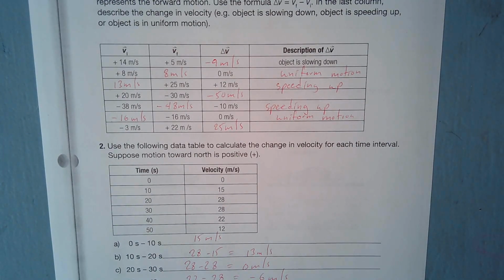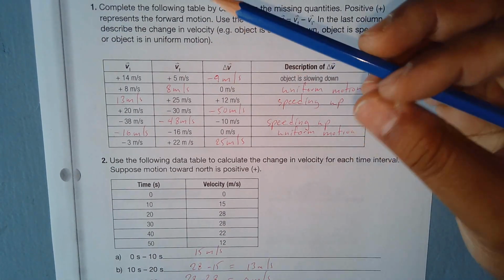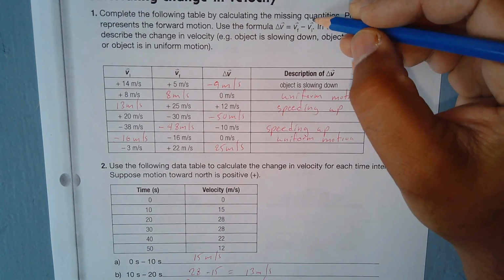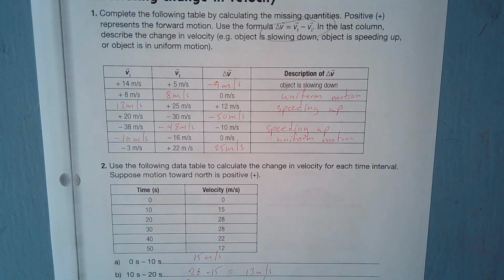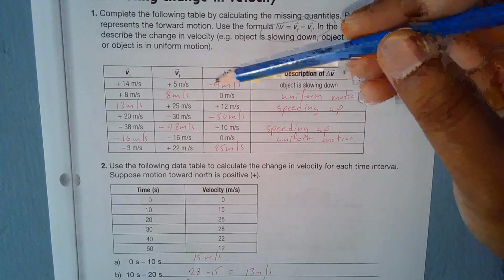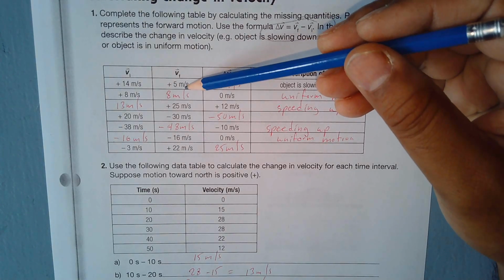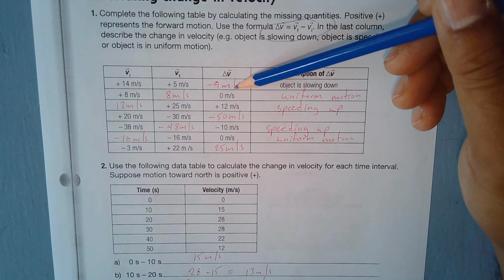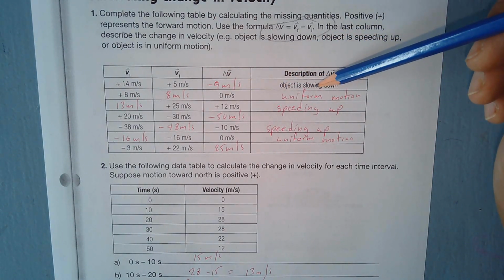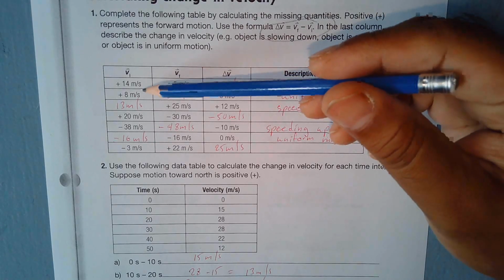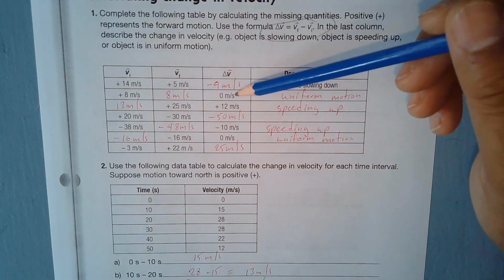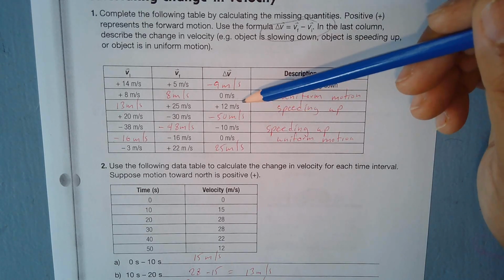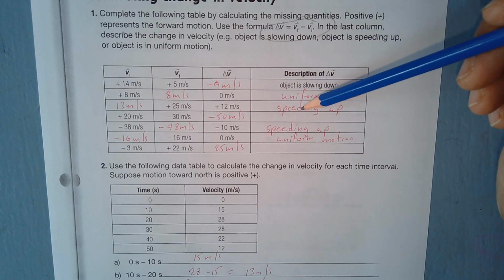Okay, so let's look at some calculations here. Again, final minus initial, that's what the change in velocity is. So that's what it says up here. Here your final is 5 meters per second. Your initial is 14, so you have a change in velocity of negative 9 meters per second. So that tells us the object is slowing down. Here the initial and final are the same, so your change is 0. Uniform motion. This one's plus 12, so your object is speeding up.